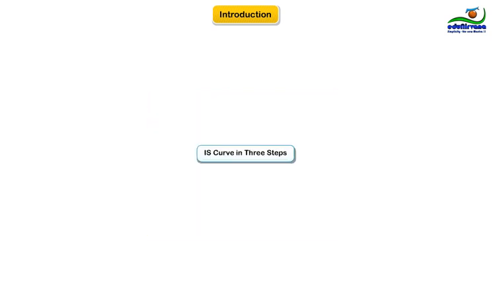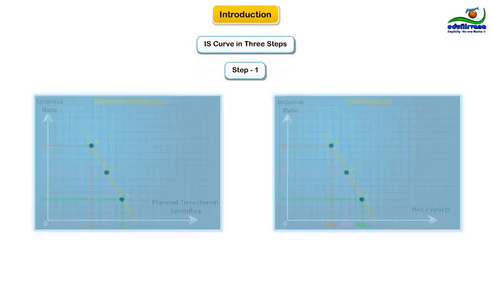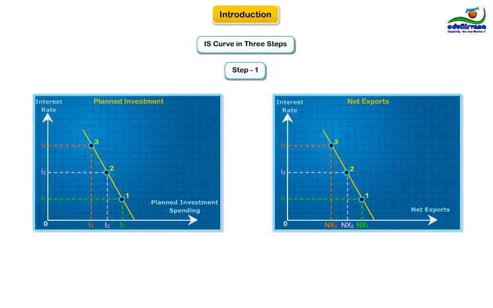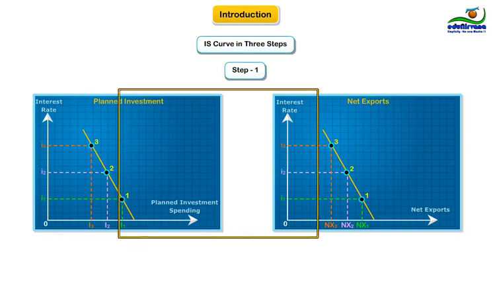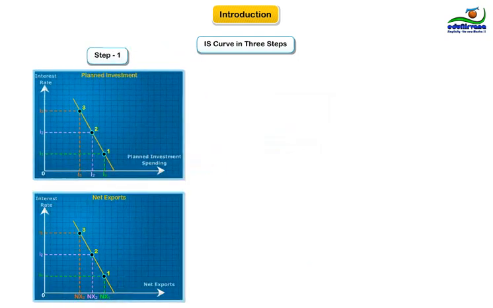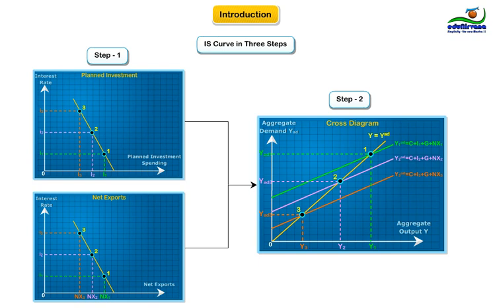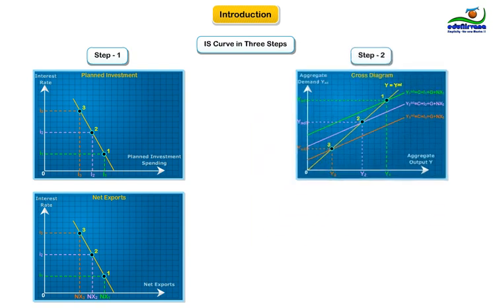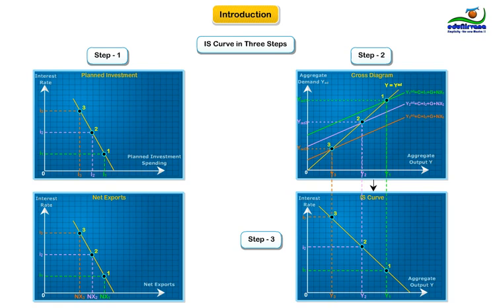This is done in 3 steps. The first step is to examine the effect of interest rates on the components of aggregate demand, that is, consumption, planned investment spending, and net exports. Next, we use the cross diagram that we learned in the previous discussion to see how the interest rate affects the equilibrium level of aggregate output. The resulting relationship between equilibrium aggregate output and the interest rate is known as the IS curve.